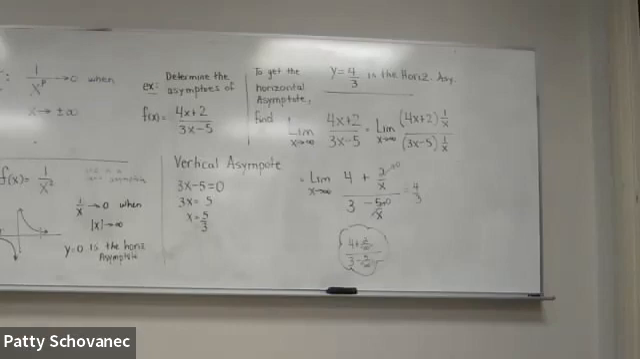Taking limits to infinity helps us find horizontal asymptotes. So the first 5 examples are the limits to infinity.